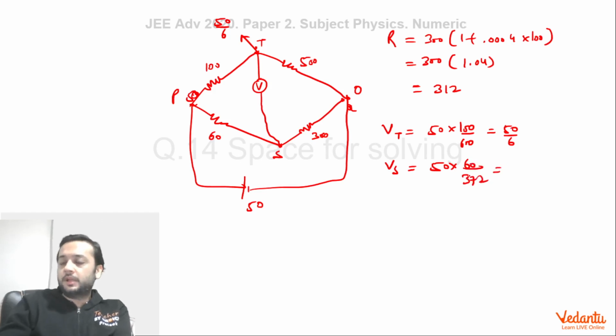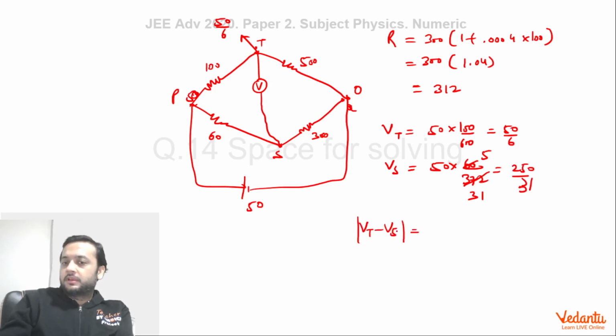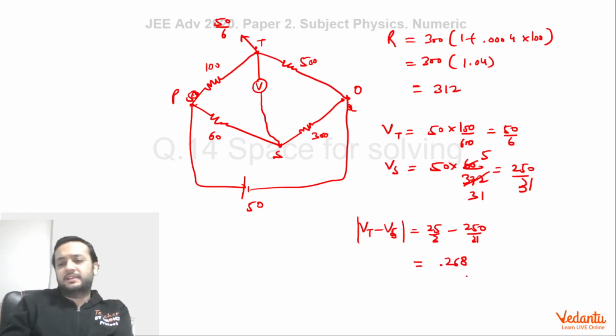Yeah. Now we have to find VT minus VS, or basically the potential difference between these two, whichever value will be larger. So 12 cancels: 12 fives are 60, 12 threes are 36, and 12 ones are 12. So this becomes 250 by 31, right? So effectively we have to find the magnitude of VT minus VS. So if you solve this, you are going to get 25 by 3 minus 250 by 31. When you solve this, you're going to get approximately 0.268, and the answer range IIT had given is between 0.26 and 0.28. So whatever answer comes within this range, 0.268 is the answer, and hence this is correct.